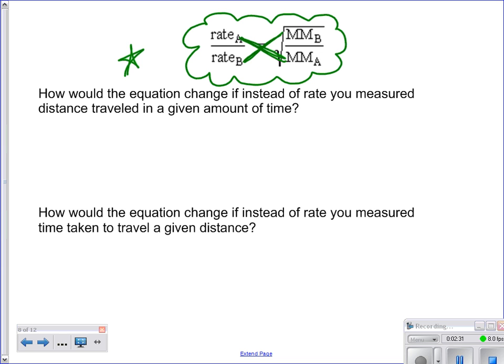Okay, so the first question says, how would the equation change? Actually, this is not a question, this is just going through that derivation. How would the equation change if instead of rate, you measured distance traveled in a given amount of time? So let's make ourselves a note that our time is constant. That's what we're going to do here, is keep our time constant, and we want to see how that affects our distance. So when we think about rate, and you guys will do this a lot in physics at the beginning of the year next year, give me an example of units or formula or something. What's a rate?